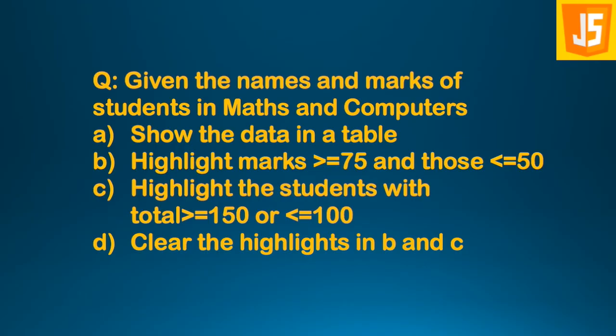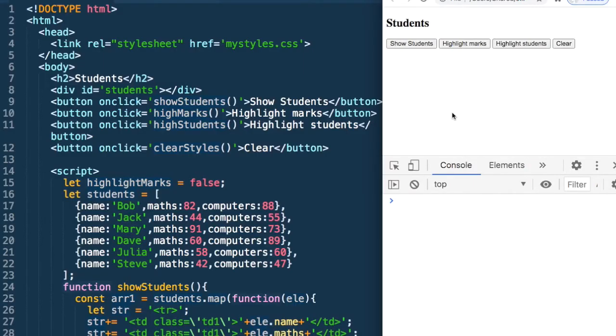Let's look at the next part of the exercise. Highlight marks greater than equal to 75 and those less than equal to 50. Highlight the students with total greater than equal to 150 or less than equal to 100, and clear the highlights in B and C. So we will make 3 buttons which will give us these functionalities, and clicking on them will do what these things are stated. So as described in the problem, we have these 3 buttons: highlight marks, highlight students and clear. And we need to implement them to highlight those relevant things.